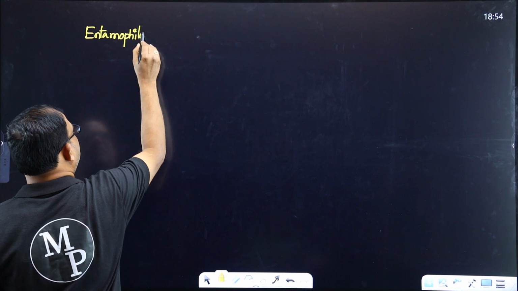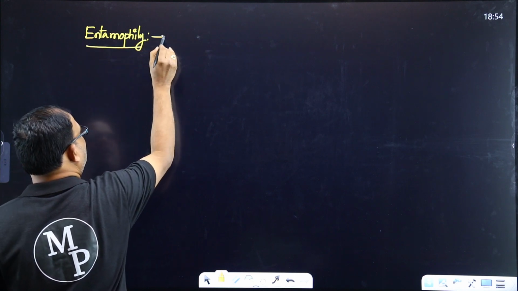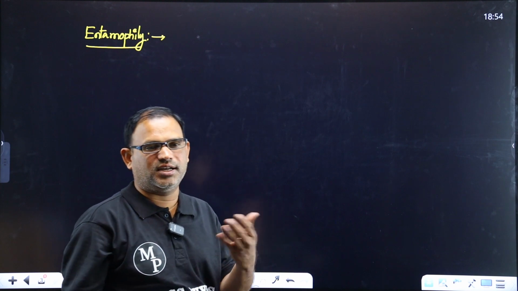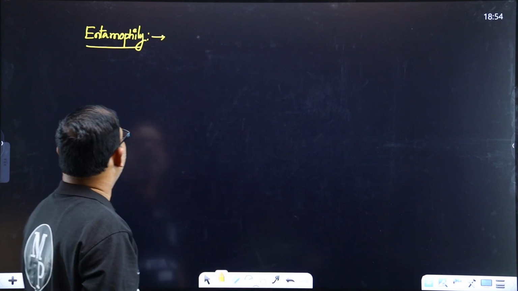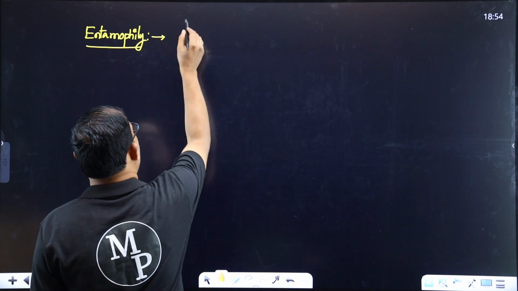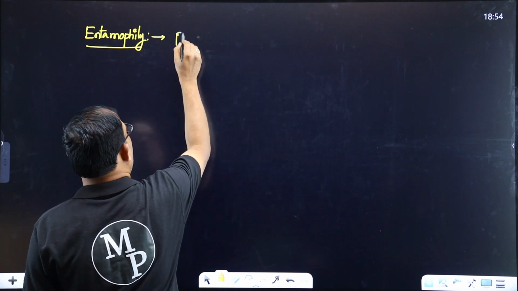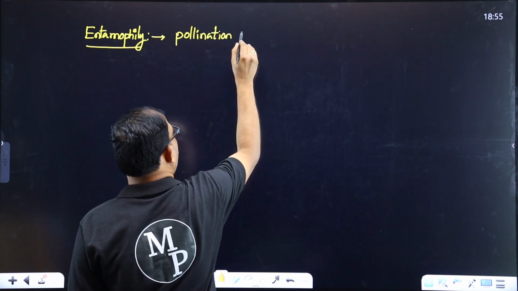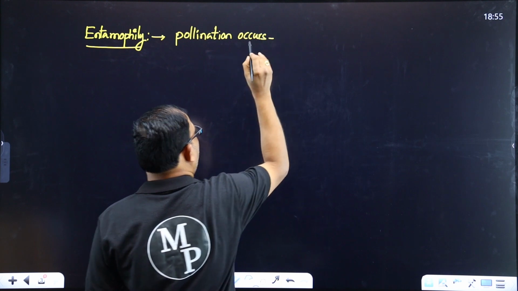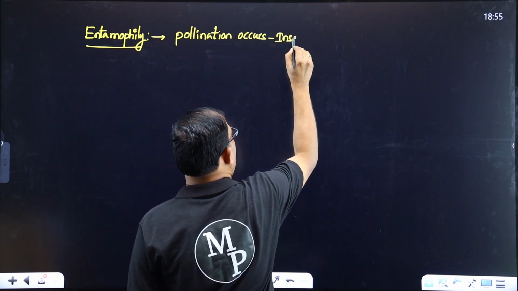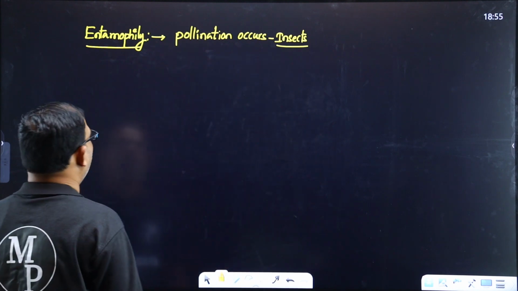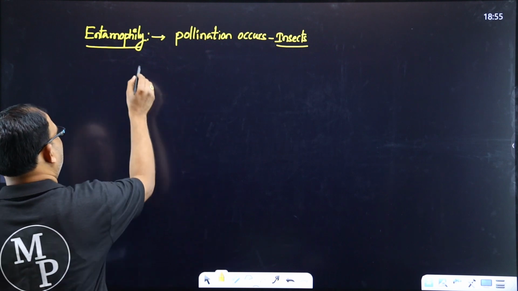What is the meaning of entomophily? Entomology, మనకి యూనివర్సిటీలో ఉంది నాన్న ఎంటమాలజీ, that is the study of insects, right? So here pollination occurs through insects. That is called as entomophily. Okay now.